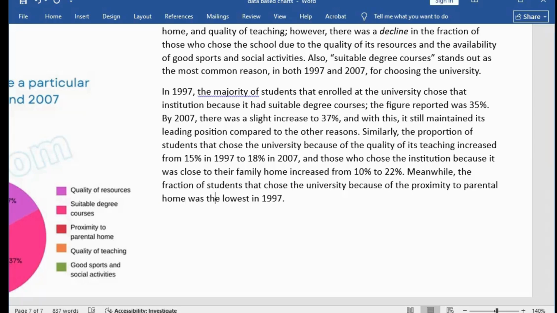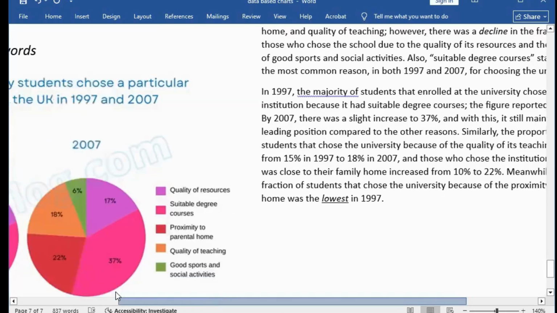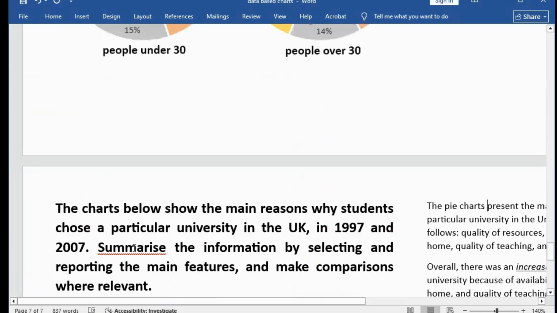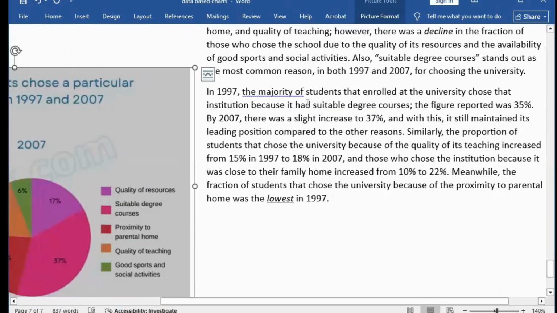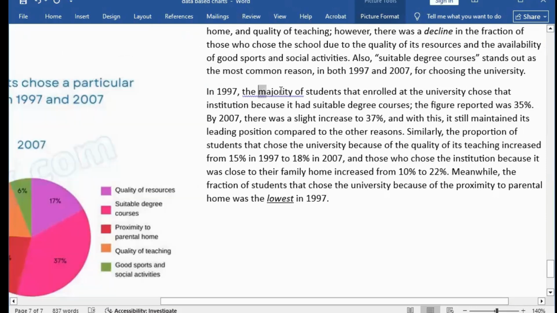This thing here is what I call language of comparison. I'm comparing. You're going to see, they're going to write that they will say, make comparison. Summarize the information by selecting and reporting the main features, and make comparisons where relevant. That's what I'm trying to do here. By saying that something is the lowest, that's comparison. By saying that something is the, where's that one that says the majority of students? Okay? I'm using language of comparison.